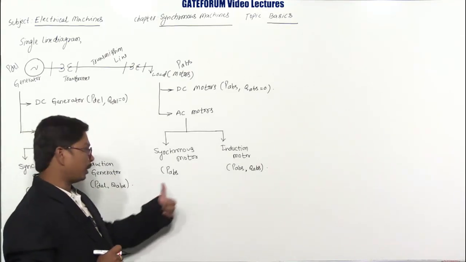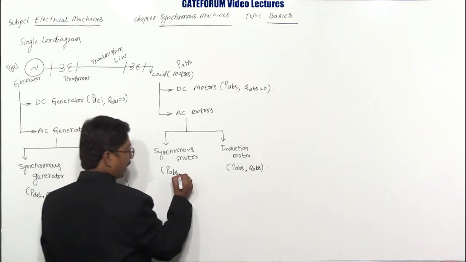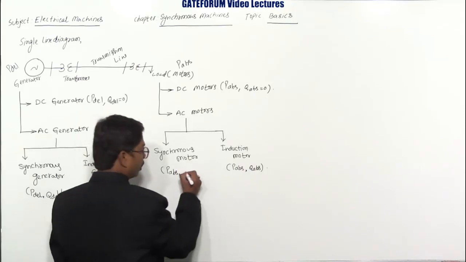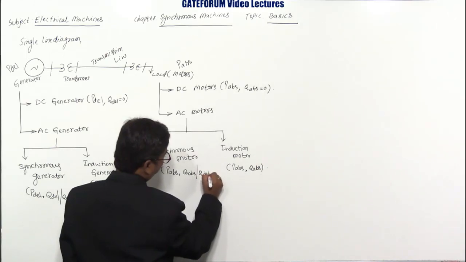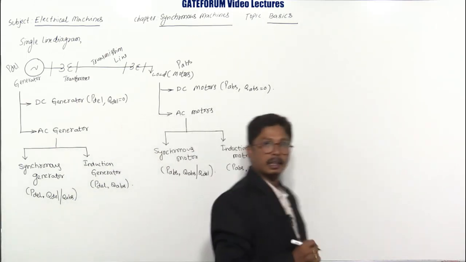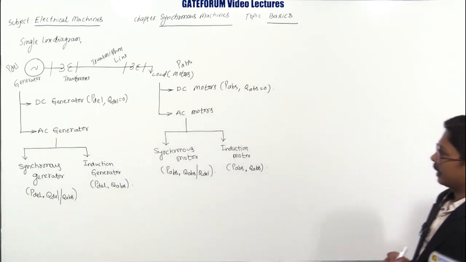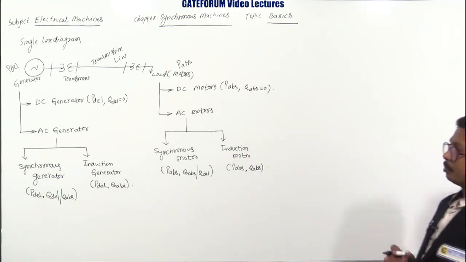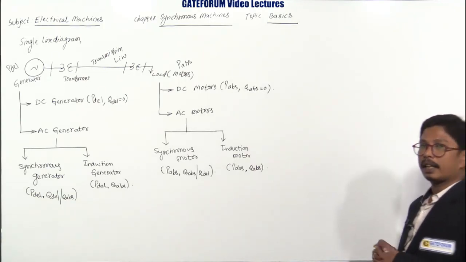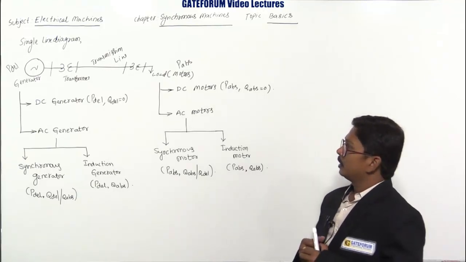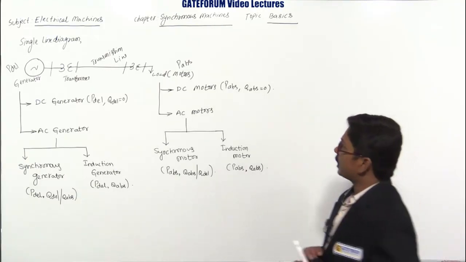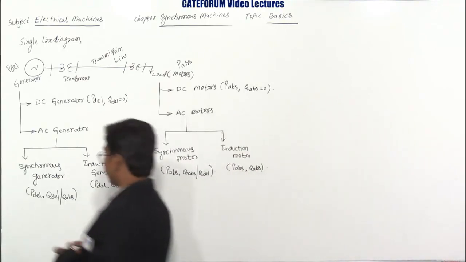And the synchronous motor, the greatest motor in terms of reactive power, can absorb reactive power or deliver reactive power. So the synchronous machines, whether generator or motor, can deliver reactive power or absorb reactive power. Now see, under which condition can the synchronous generator deliver reactive power?